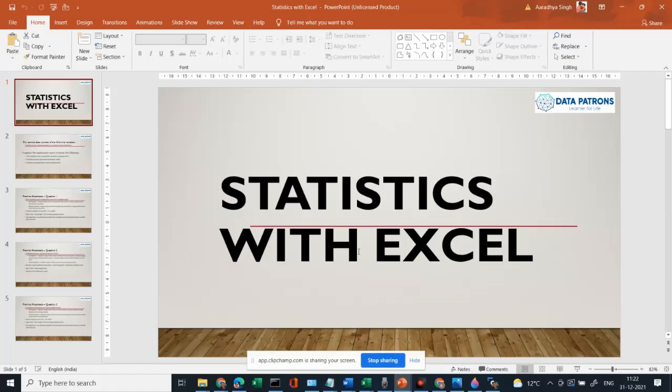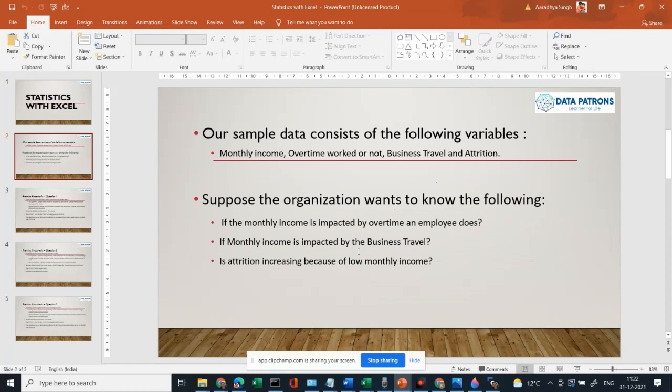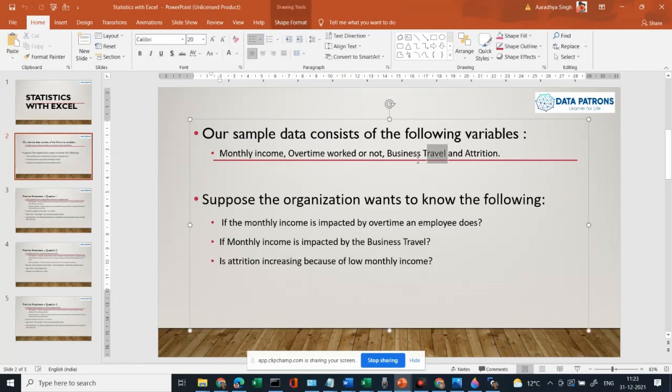In the last video, we talked about how to perform a t-test using Excel. What we did was a t-test for two samples assuming unequal variance. We were trying to solve the first question, which was whether monthly income is impacted by overtime an employee does. We took a sample data set that consisted of the following variables: monthly income, overtime worked or not, business travel, which had three levels, and attrition, which had two levels, whether the person attrited or was still with the organization.